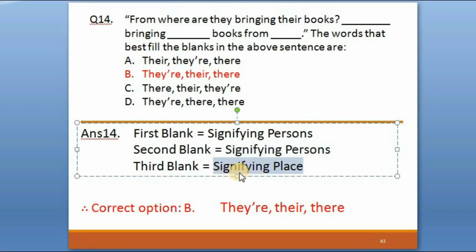So out of these three, the first two are representing persons and the third one is a place. So out of these four options, option B, that is they are bringing their books from there. So B is the correct option.